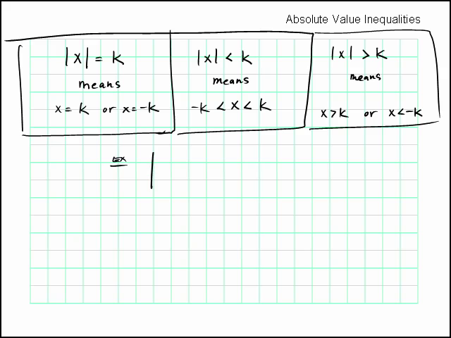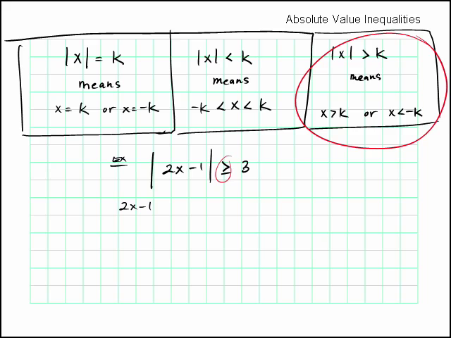Absolute value 2x minus 1 is greater than or equal to 3. This is an absolute value greater than, and so this is our pattern that we're going to follow. 2x minus 1 is greater than or equal to 3, or, following what it has written down here, 2x minus 1 will be less than or equal to negative 3.